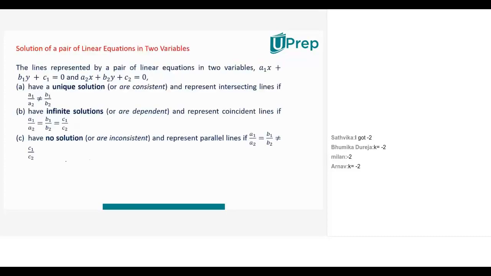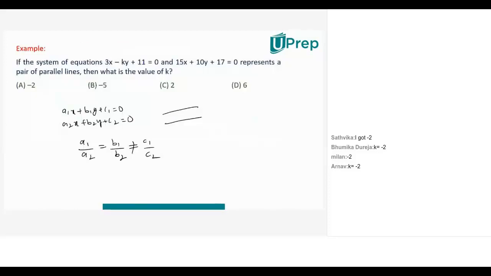That is what we discussed in the last class. If you observe this, this pair of linear equations has no solutions. The condition is a1 by a2 equal to b1 by b2 not equal to c1 by c2, because they are representing parallel lines. So the condition for two lines to represent parallel lines is a1 by a2 equal to b1 by b2 not equal to c1 by c2.